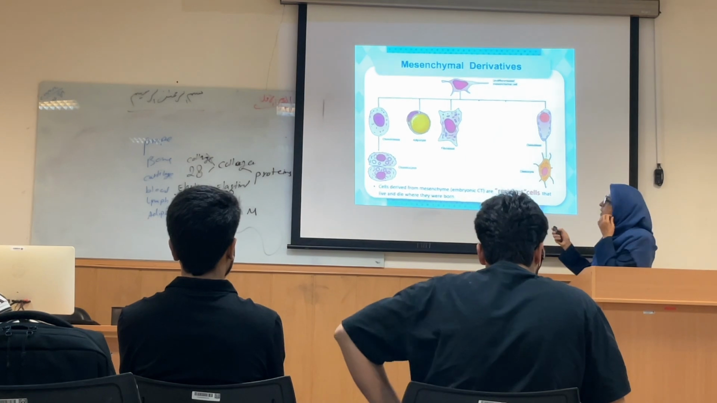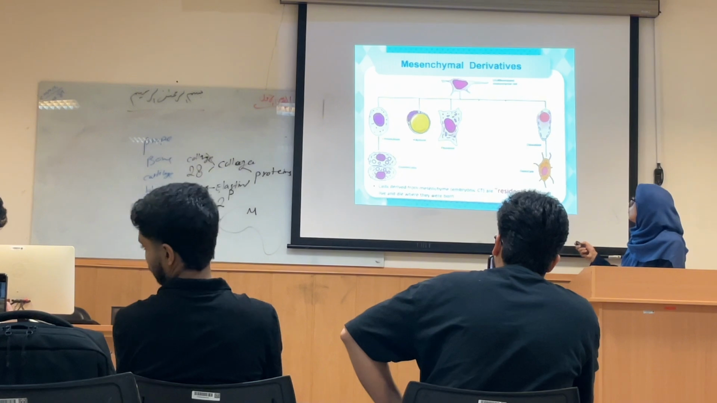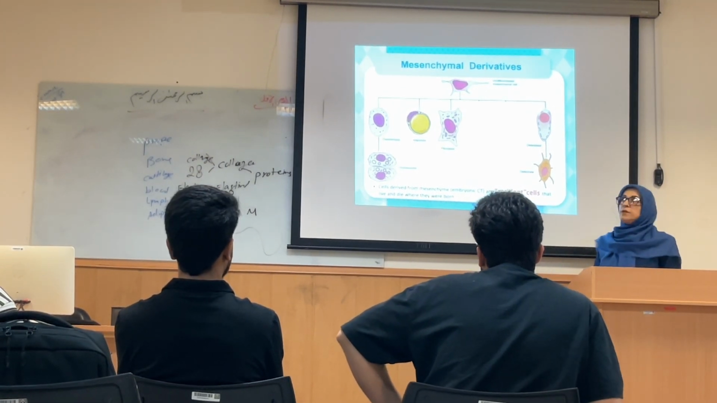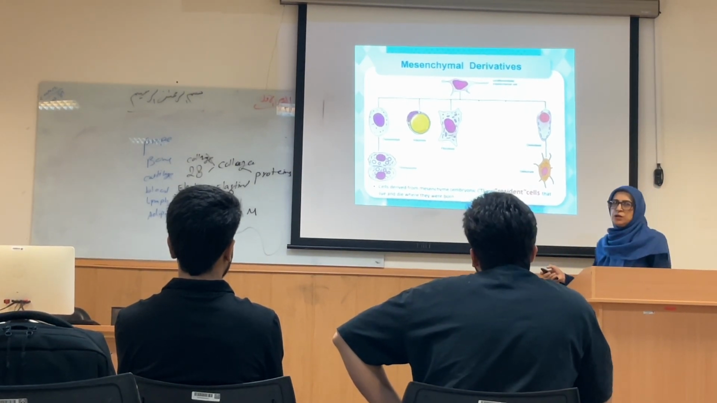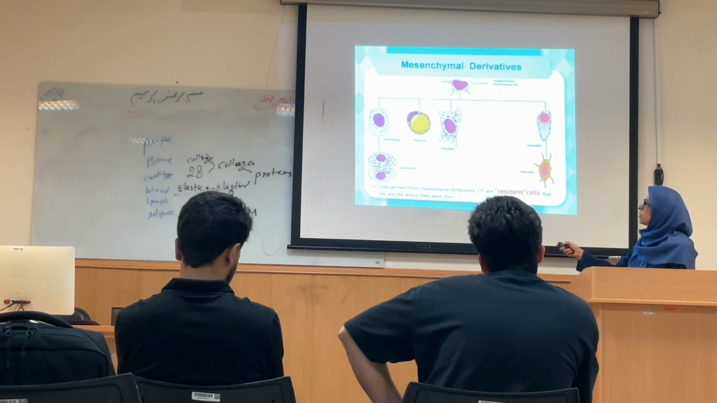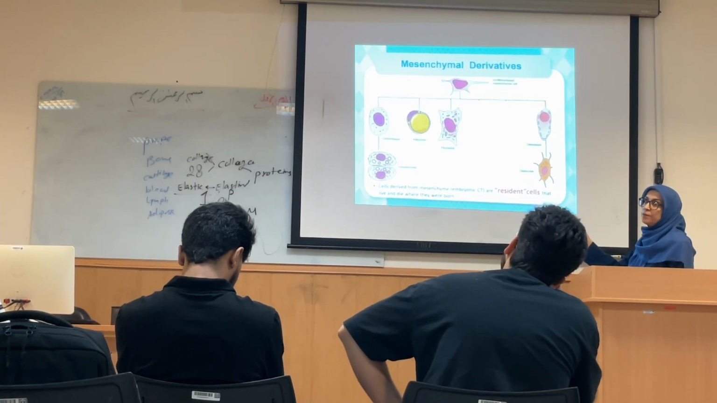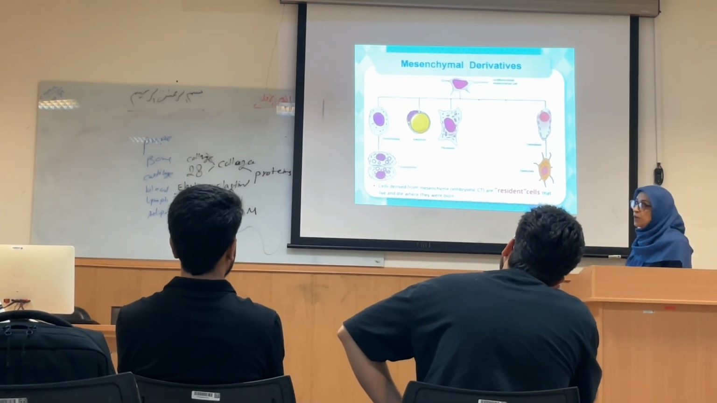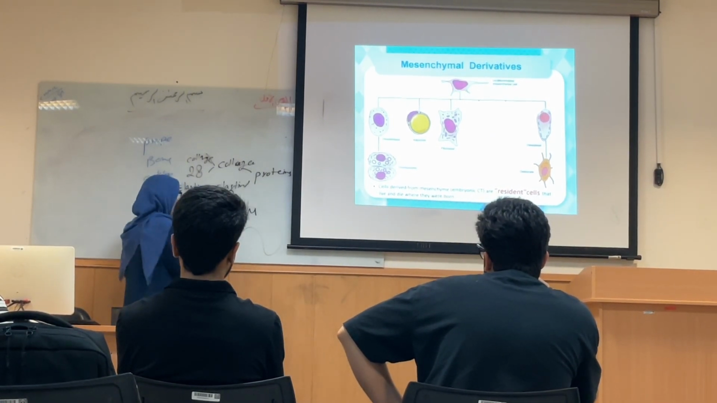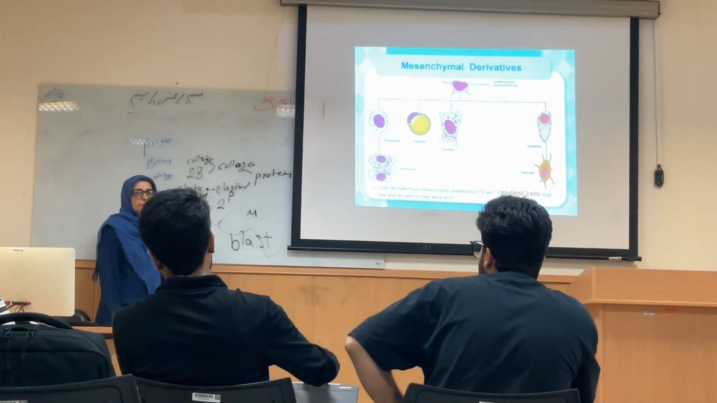The mesenchyme derivation, as I said, includes the cells in the cartilage, adipose tissue, bone, and proper connective tissue. All of these derive from mesenchyme cells. As you see here, there are chondroblast, chondrocyte, adipoblast, adipocyte, fibroblast, osteoblast, osteocyte. Do you know the difference between blast and cyte? Blasts are immature types of cells.